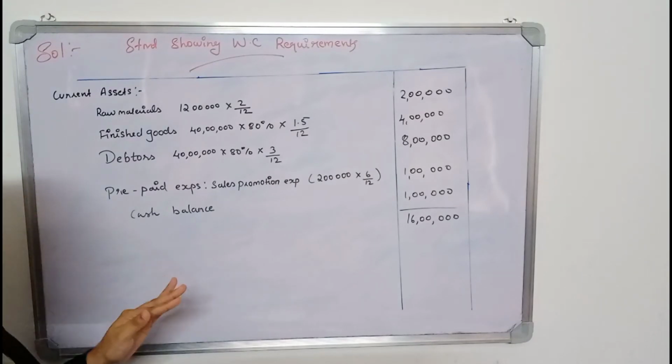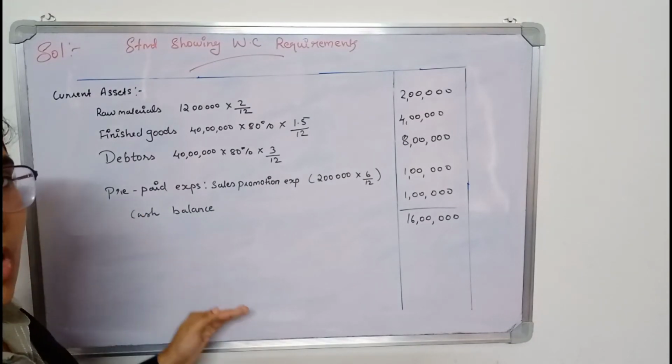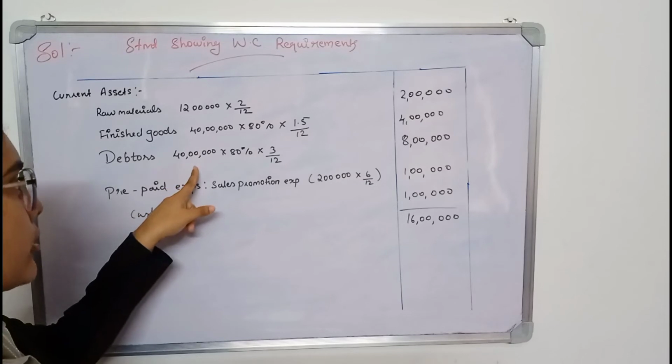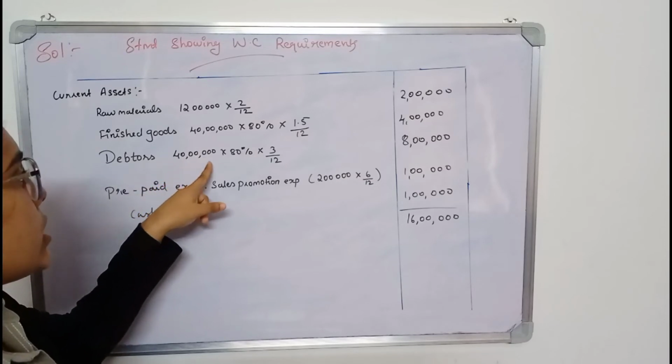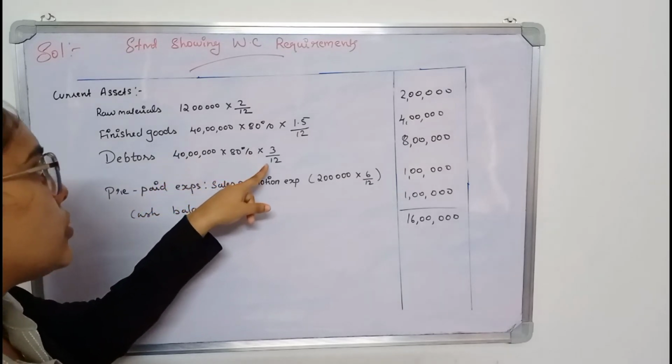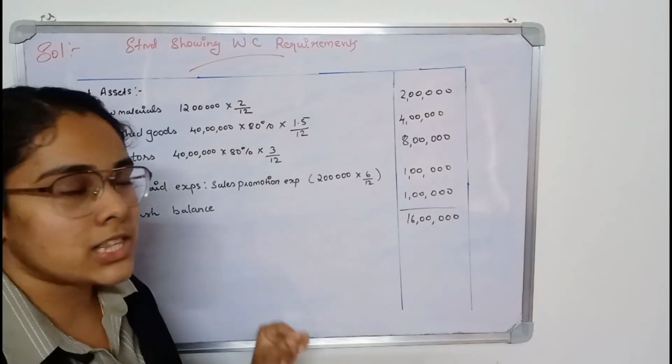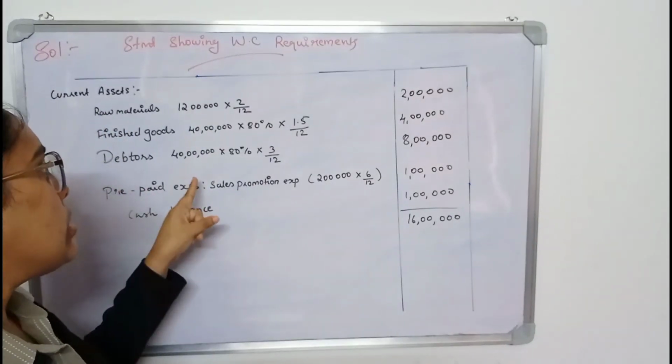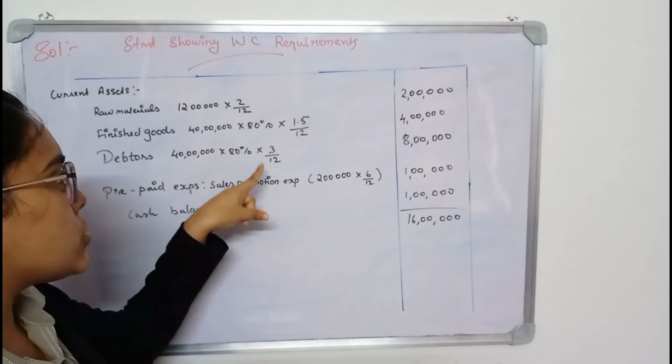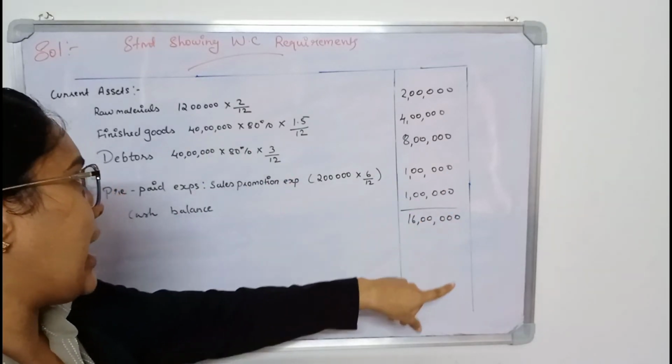Now debtors. The same way, you have to calculate debtors on cost of sales. So you take 40 lakh, that is sales, into 80% into 3 by 12. Credit allowed to the debtors was 3 months. So 40 lakh into 80% into 3 by 12 will give you 8 lakh rupees.